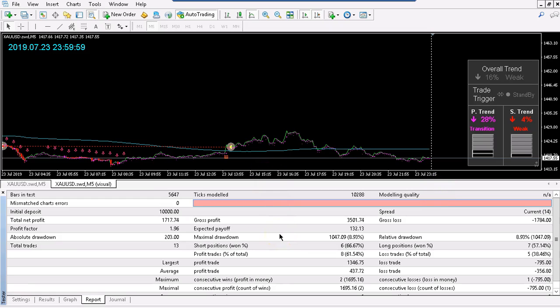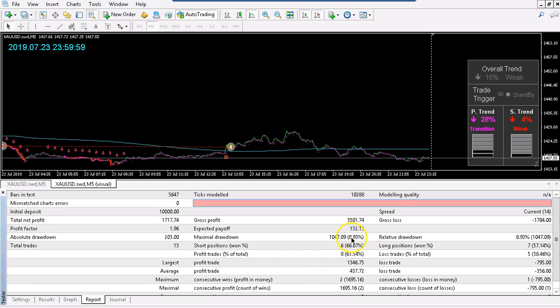Okay, so here you can see we've got a total net profit of $1,717. So that's at this point over here. And on a $10,000 account, that's 17%. Okay, your profit factor is 1.96. And now the actual drawdown, or the absolute drawdown, was 0 because it was profitable from the word go. The relative drawdown that we saw was once it was already profitable and it came down from a high.